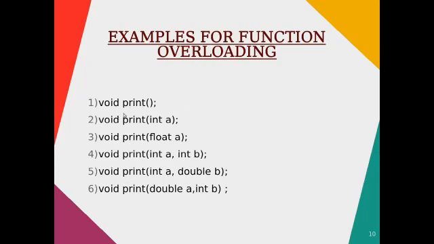In the first case, the name of the function is print and its return type is void, and here we are not passing any parameter. In the second case, the return type and the name of the function are the same, but here we are passing an integer as one of the parameters. Similarly, in the third case, the return type and the name of the function are the same, but the parameter we are passing is of float type.